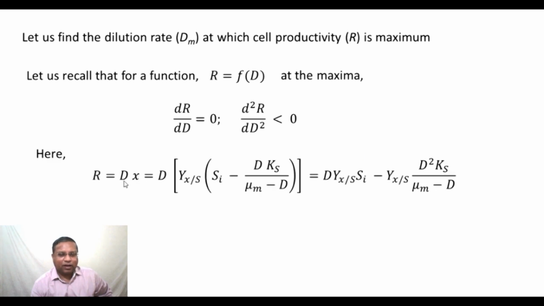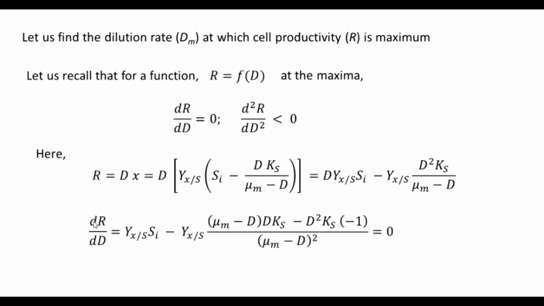Here R is nothing but DX, which can be written in terms of the other variables as D times Yxs, the yield, times the substrate concentration, therefore Yxs times Si minus DKs by mu m minus D. If we expand, we will get D times Yxs times Si, first term, minus Yxs D squared Ks by mu m minus D, and therefore dR/dD, the derivative of R with respect to D, would be like this.